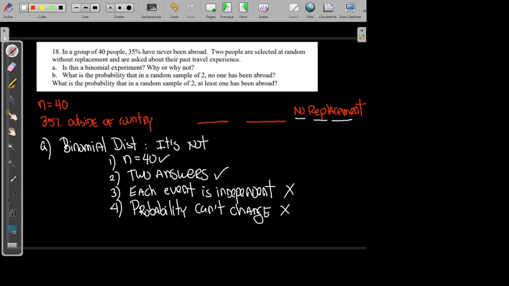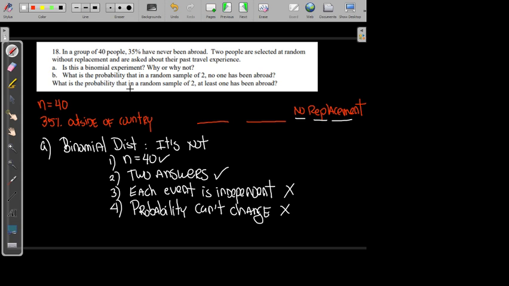Question number B. What is the probability that in a random sample of two, no one has been abroad? How do you know we don't have number 4? Because I'm gonna explain to you. If you didn't get it by my explanation, I'm gonna write stuff here that will make it clear, right? So no one has been abroad.